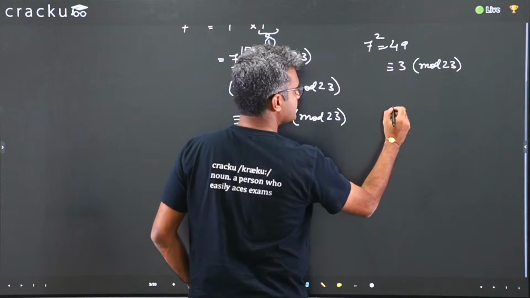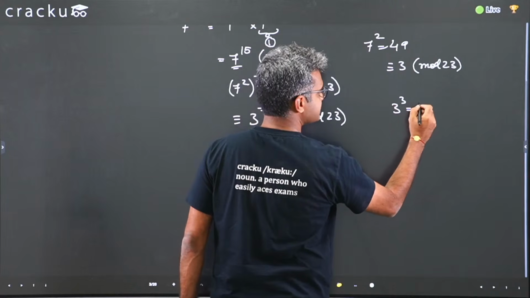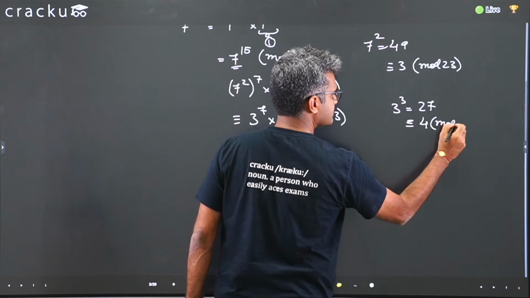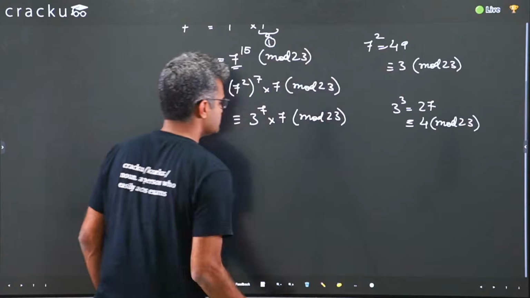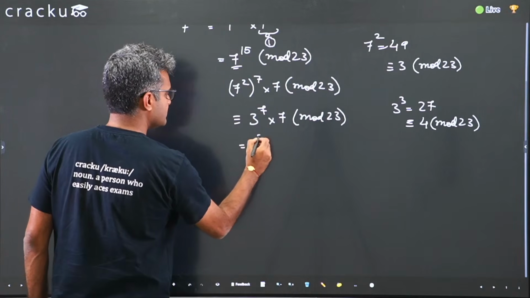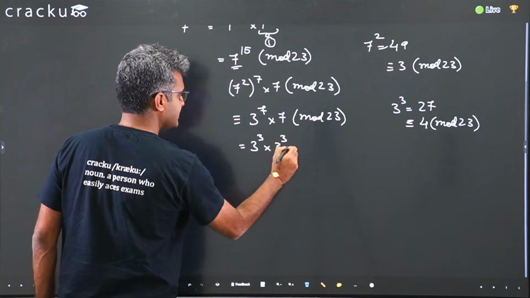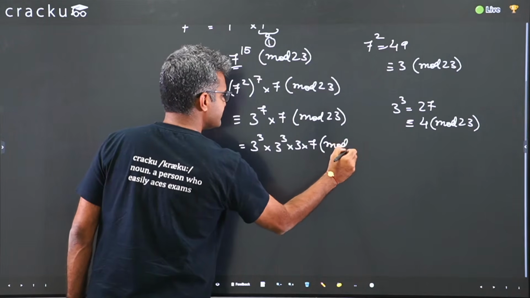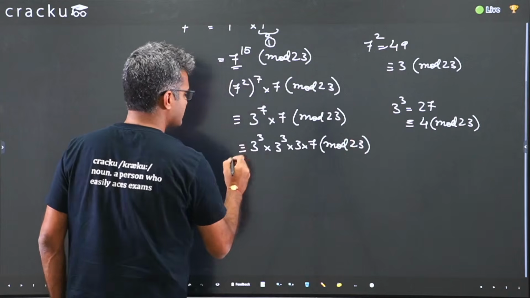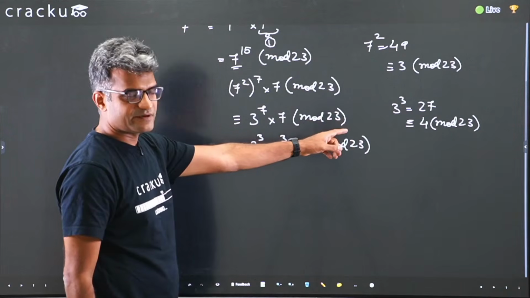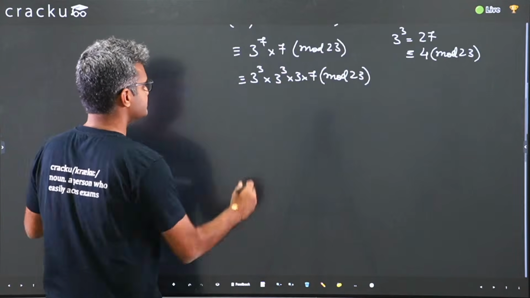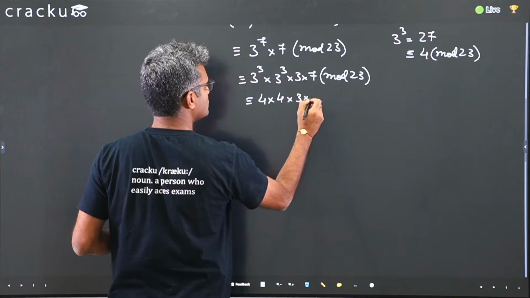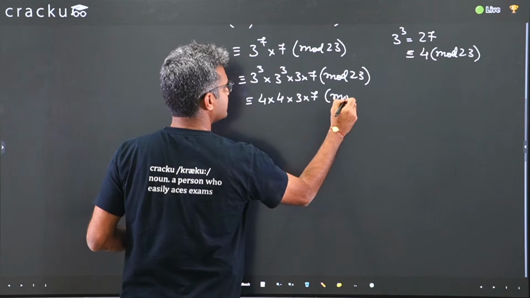Now 3 cube is 27, which leaves a remainder of 4 when divided by 23. So this will be 3 cube into 3 cube into 3 into 7. What is the remainder when this is divided by 23? This is what we are required to calculate. 3 cube when divided by 23, the remainder is 4. So this will be same as 4 into 3 into 7 when divided by 23.